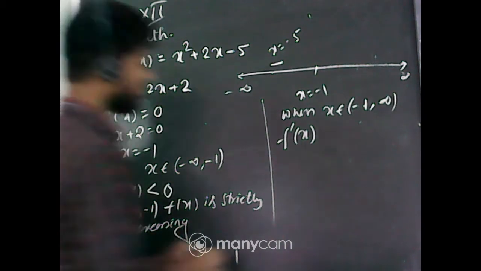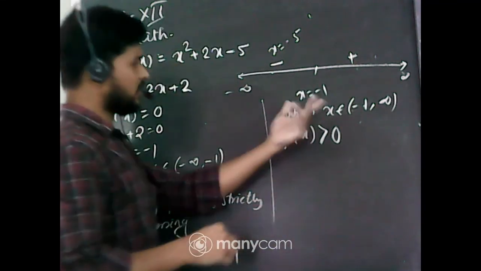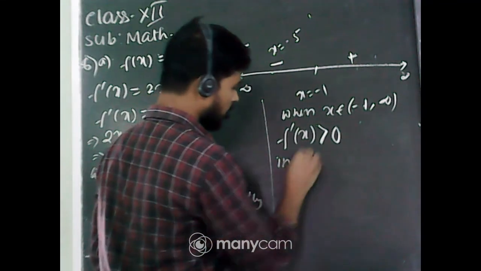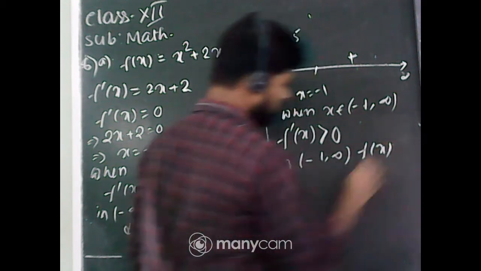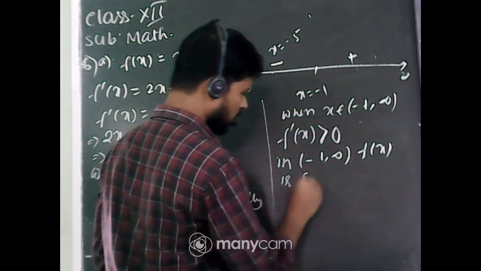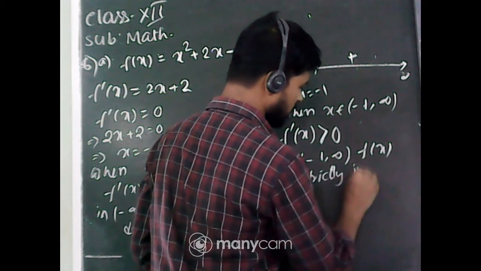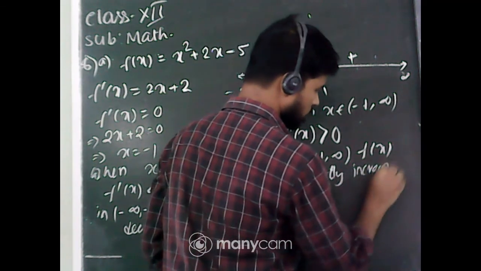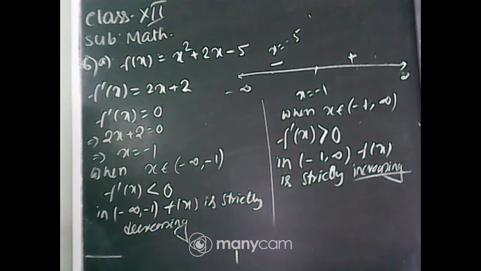Obviously greater than 0. So this is greater than 0, so the sign is positive. So in the interval -1 to infinity, the function f(x) is strictly increasing. The function is strictly increasing, and hence solved.